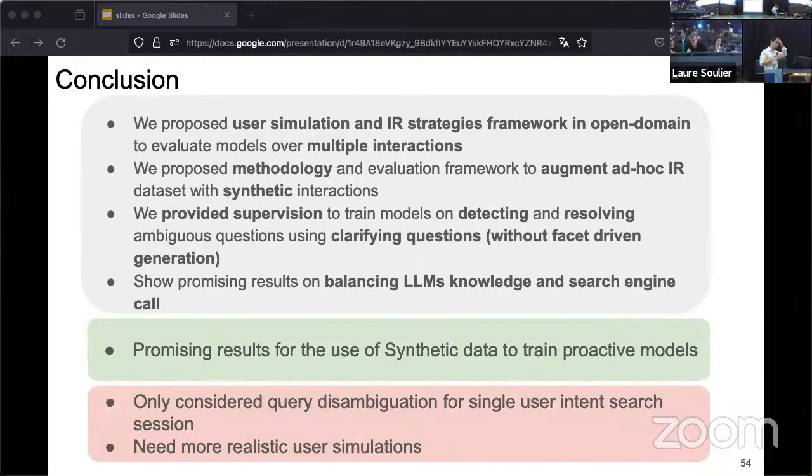However, in this work, we only considered a single query disaggregation. So the user has only one information need for each search session, which is not really the case in reality. And our user simulations were not really realistic.